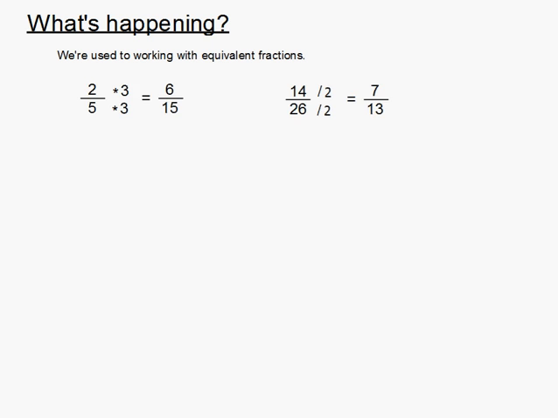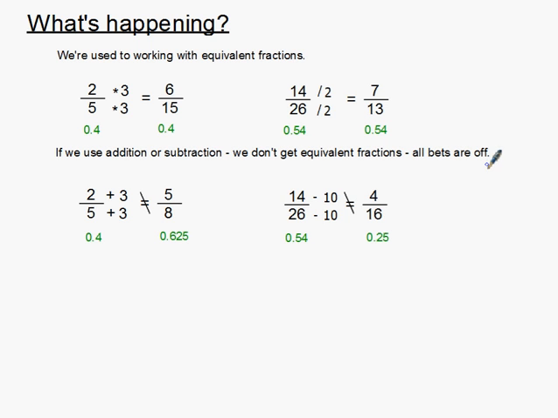What's really happening when Simpson's paradox occurs? Well, you're used to equivalent fractions, that's old stuff. 2/5 and 6/15 are the exact same number, right? 14/26, 7/13, exact same numbers. You divided, you multiplied, and you can check using decimals, they're the exact same number. But if you add or subtract, you don't get equivalent fractions. Right? You were told that a long time ago.